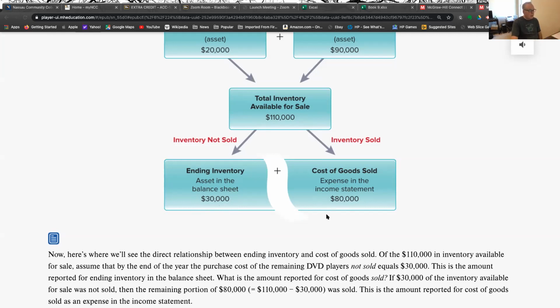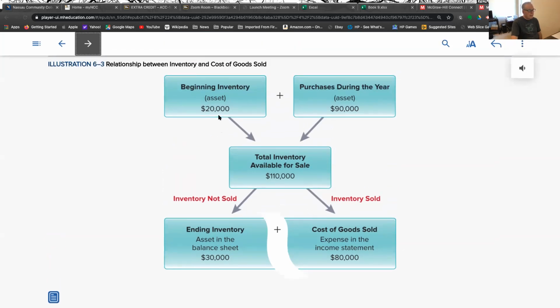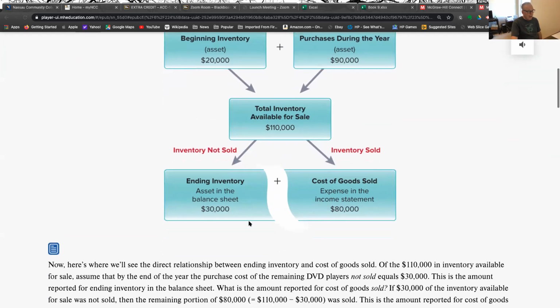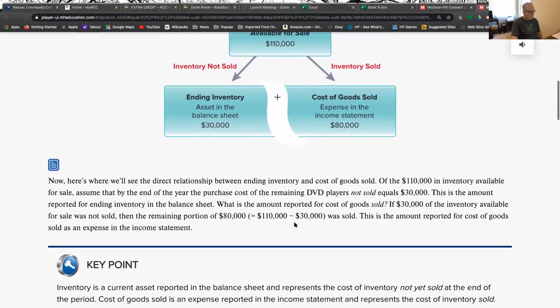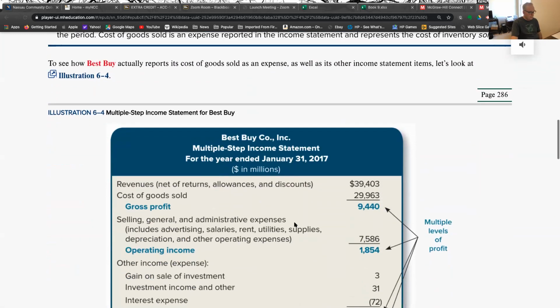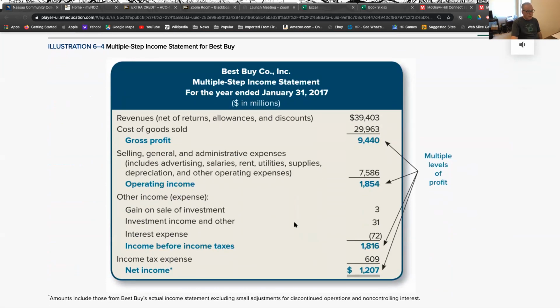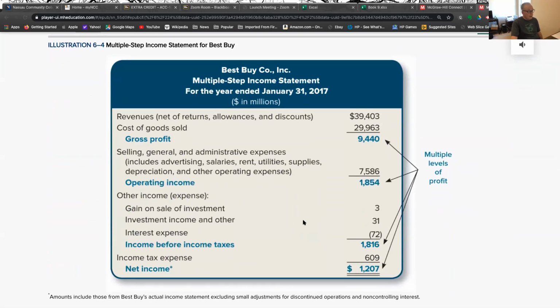So how do you calculate cost of goods sold? You take the beginning amount of inventory, you add the additional purchases you made to inventory, that gives you this available for sale number, and then you subtract the ending inventory, the inventory not sold. You get the amount that was sold, the cost of goods sold. And this is the number that goes on the income statement. Here they're showing you an income statement for Best Buy.